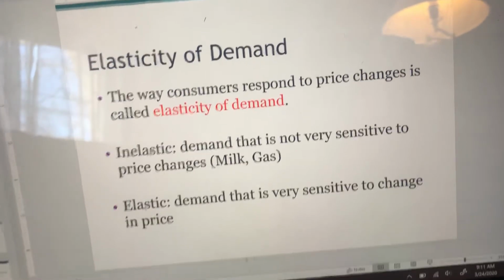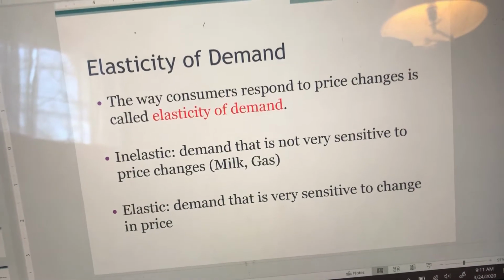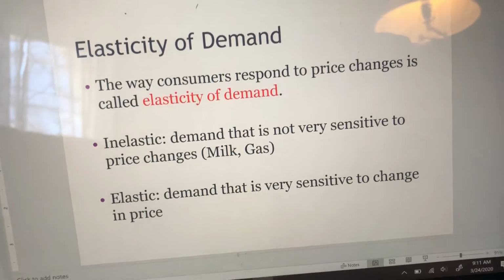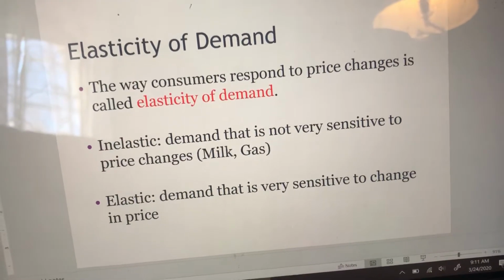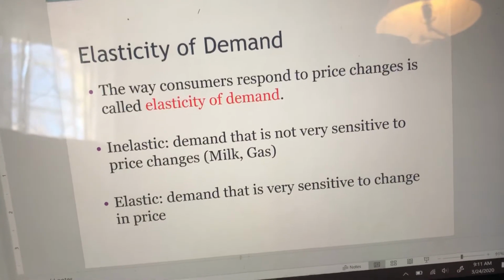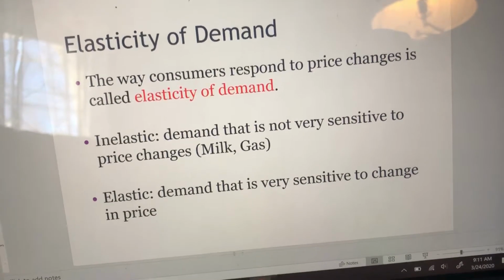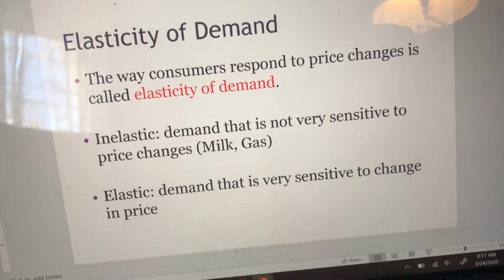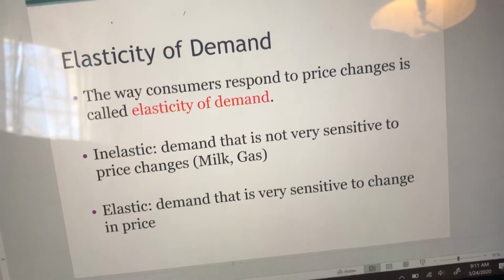Why? You need gas to run your car. There's no substitute for gas. And are you going to start walking everywhere? You could, but my guess is most of us would not, right? So gas is an inelastic item, right? It's not very sensitive to price change. The same with milk, right? I would guess most of us have milk in our refrigerator right now. So even if the price of milk goes up a lot, we're still going to purchase it. So that's considered an inelastic item. An elastic item is just the opposite. So demand that is very sensitive to change in price.